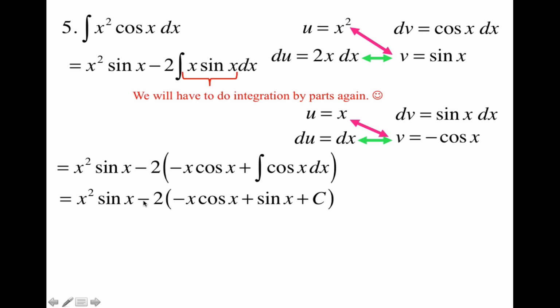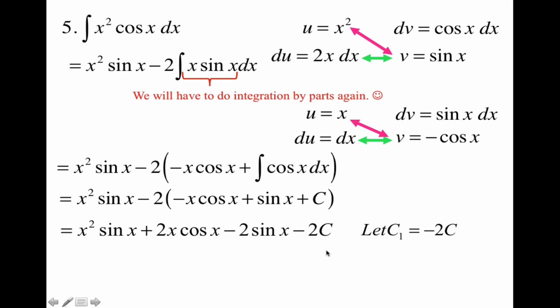Now I can go ahead and simplify this a little bit. I can distribute this negative 2 through. And notice how I have this negative 2 times c. It's just going to be some other constant. So off to the side, I'm just going to let c sub 1 equal negative 2c. So that my final answer is x squared sine x plus 2x cosine x minus 2 sine x plus c sub 1. And I think your book might use d, instead of c sub 1, or it might use k. I can't remember, but I think it might use a different letter.